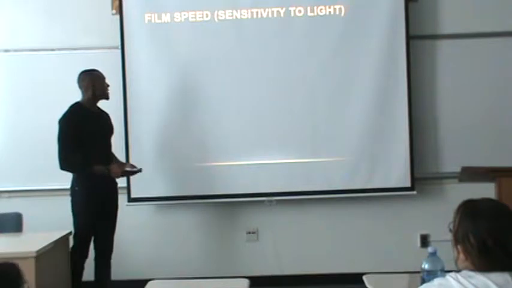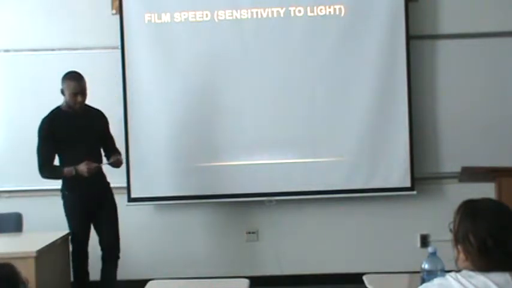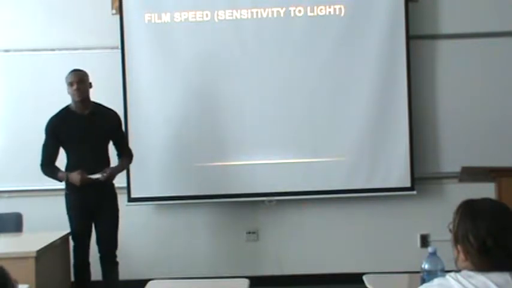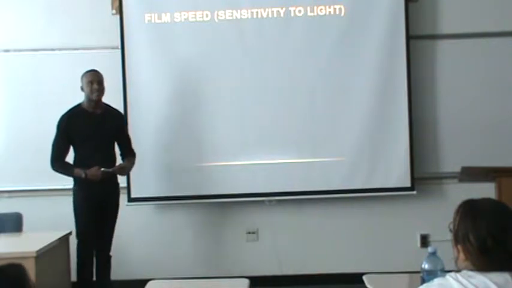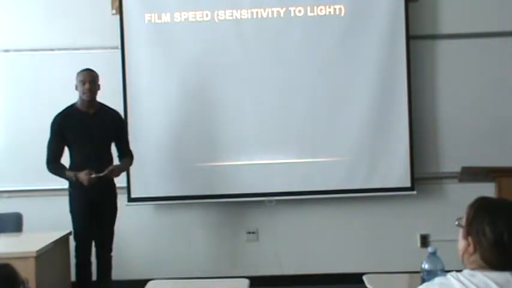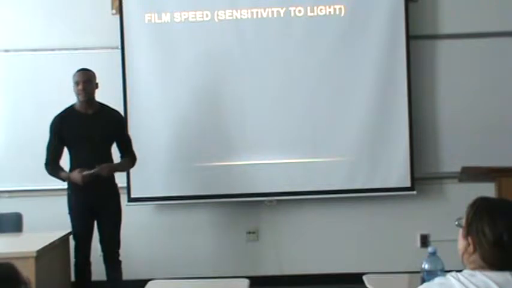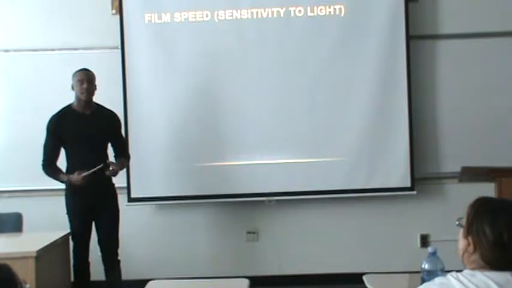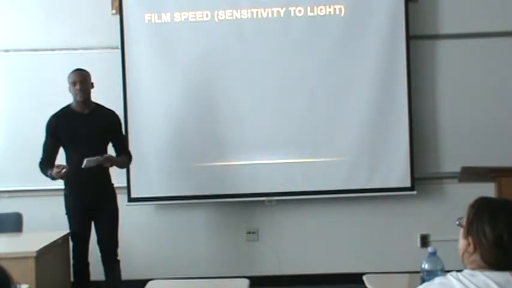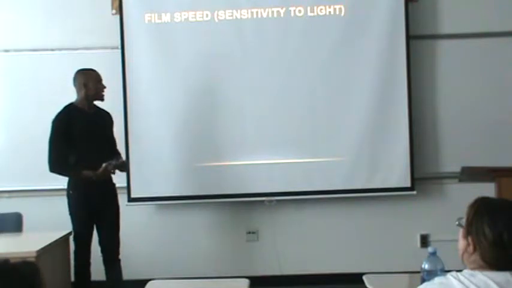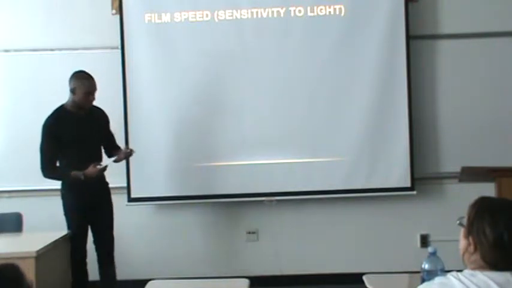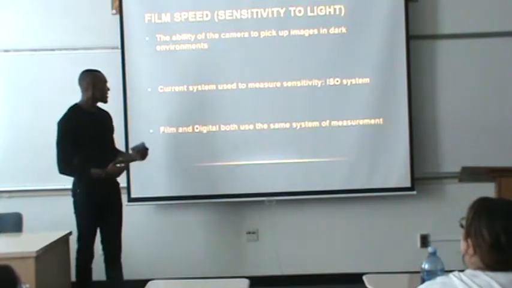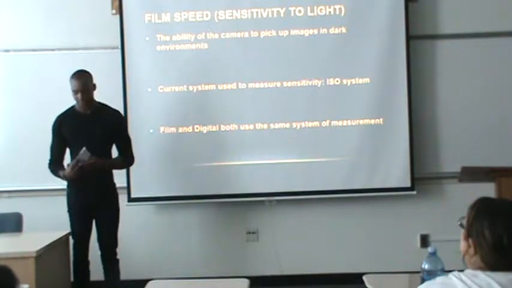So the first thing we're covering is film speed, or the sensitivity to light. Now, film speed is measured by the ISO system. In about 1970, it was finally standardized. Before, there was no standardization between digital and film, so companies would constantly get things mixed up, and films weren't as correlated together. And so now film and digital both use the exact same system of measurement.